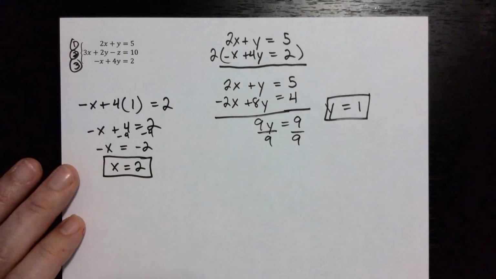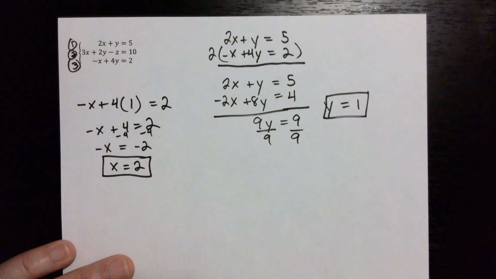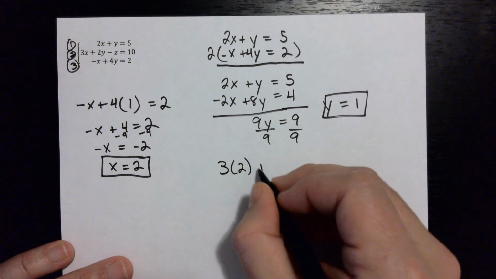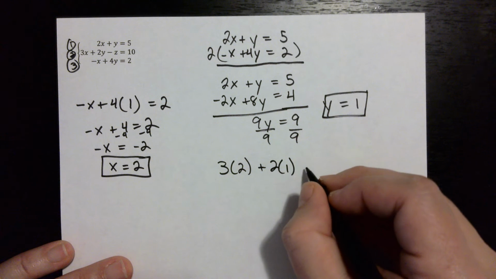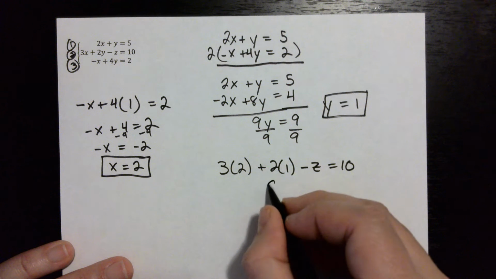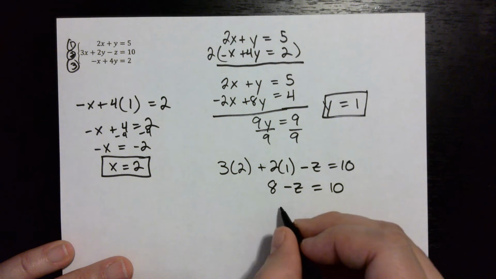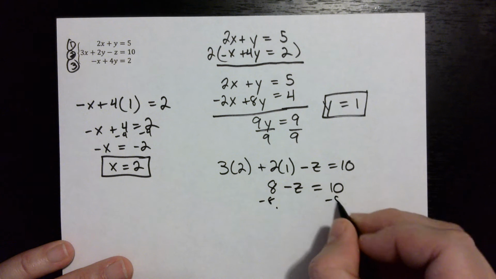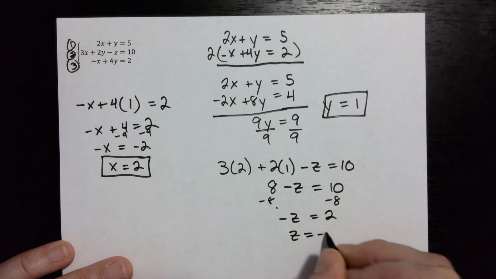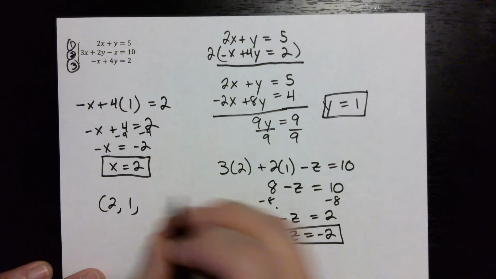Okay, so I have x and y, and I only have one equation left to use, which is the one that has all three. So I'll plug in 3 times x, that's a 2, plus 2 times y, which is a 1, minus z equals 10. So 6 plus 2 is 8, minus z equals 10, and subtract that 8. So I get negative z equals 2. So z is equal to negative 2. So my ordered triplet is 2, 1, negative 2.